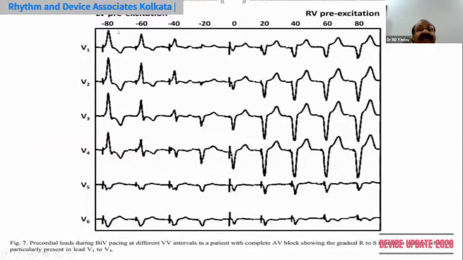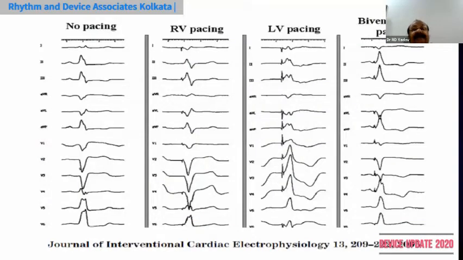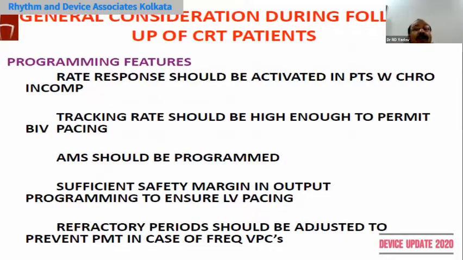And if you see the different LV pre-excitation, it has shown minus 20 milliseconds gives the narrowest QRS, and that you have to look for by changing the VV interval. So these are the guidelines of ECG manipulation and narrowing. So what other things are important in CRT follow-up? Rate responsive pacing should be activated in patients with chronotropic incompetence.